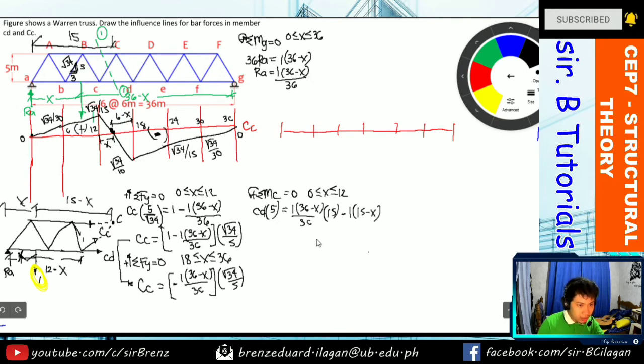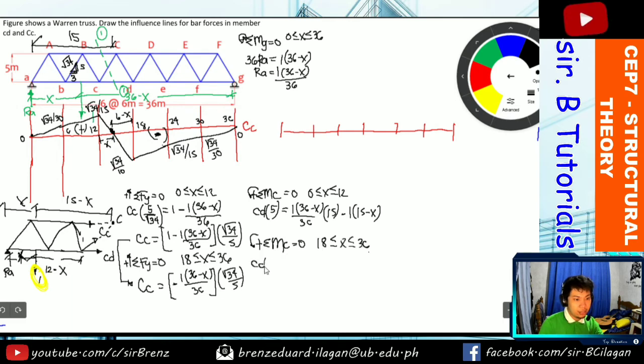So, anong una natin gagawin? And for the limits of 18, so ganun lang din guys. Kagaya ng ginawa natin sa summation of forces ng y, 4cc. Ang mangyayari lang for 18 up to the distance of 36, mawawala lang si 1 unit load. Or yung equation mo will be equals lang dito. So, mawawala lang tong equation. Okay?